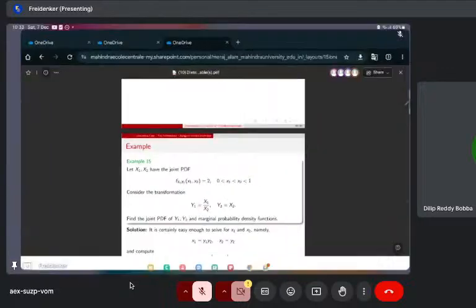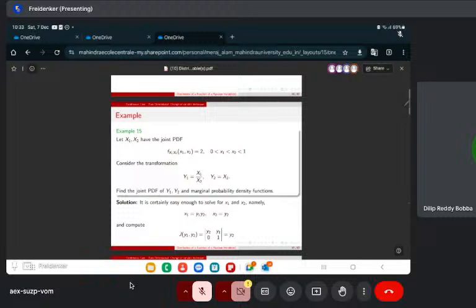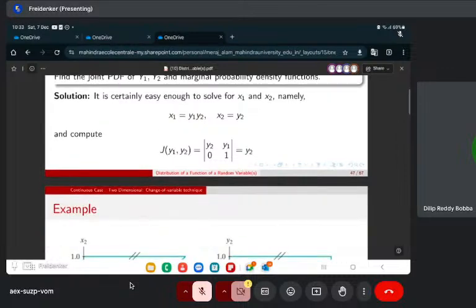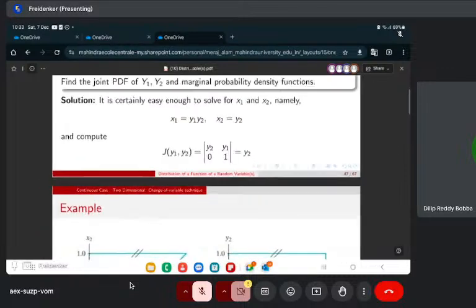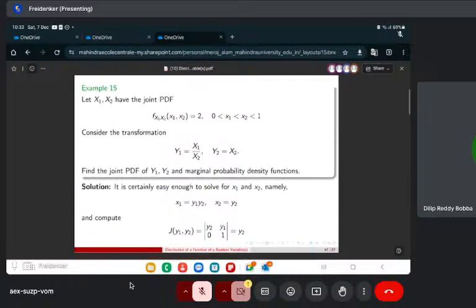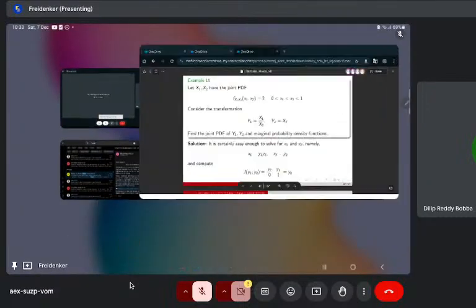The person whoever made the PPT took the right choice. They did not find Jacobian x1, x2. They found Jacobian y1, y2 because it is easy to solve for it because it looks simple, right? Y1 into y2, y2. It's simple to solve. So it is simple to find the Jacobian as well. So, okay, so what would that mean? Okay, fine. Instead of me solving, just see.